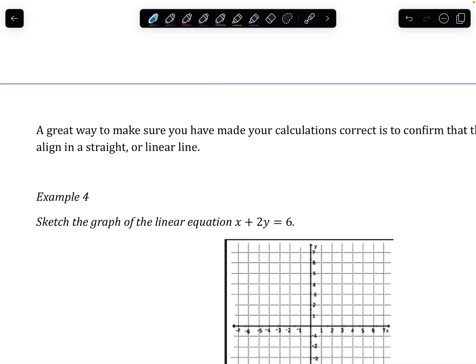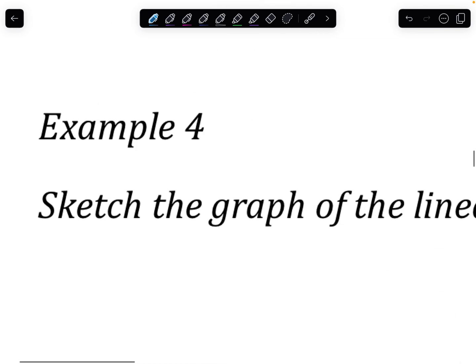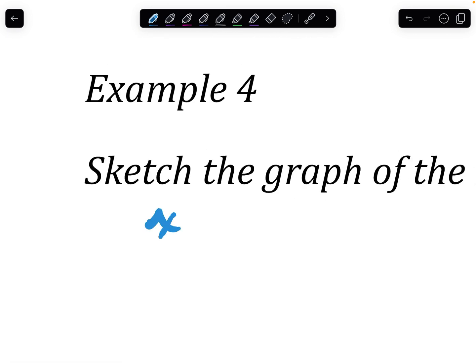Sketch the graph of the linear equation x plus 2y equals 6. So doing the exact same thing we just did, set up a little bit differently because y is not by itself. Still the same process, pick some x values. You're just going to have to do a little more of the algebra in order to figure out what the y value is. So x plus 2y equals 6.